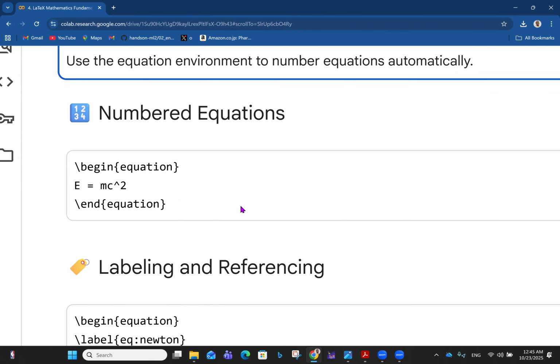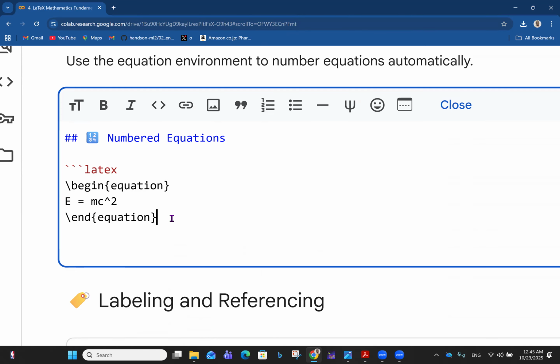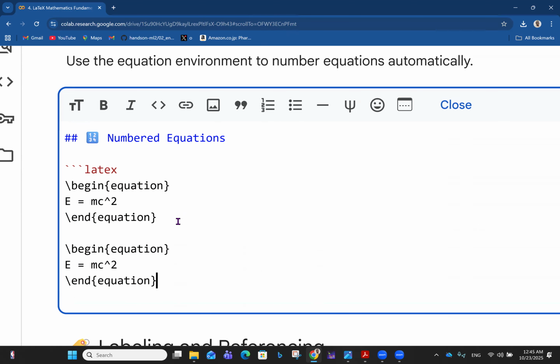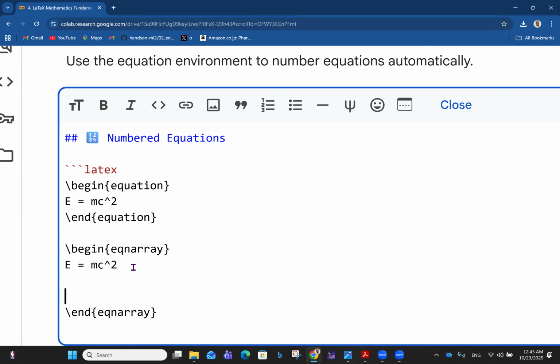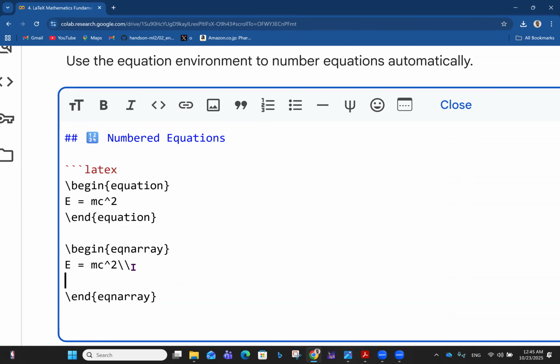In fact, there's actually eqnarray too. Let me add this. We can actually use eqnarray for more than one equation, like this. Let me see. So this would now be eqnarray. Hope I remember to use this when we get to the mini project. You can use this for several equations. Like you have E equals mc squared, and then double backslash.